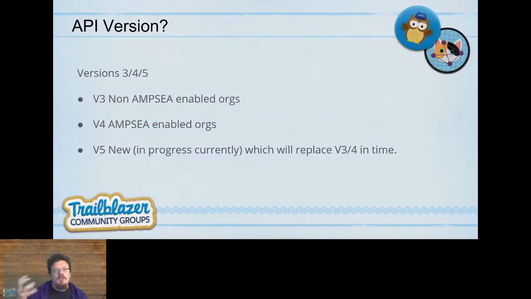We're getting new capability. The Pardot API developers are adding lots of cool new capability, new features, things that we've never been able to do before. They're building that in API version 5. Version 5 will make that version 3, version 4 issue go away, and we'll use version 5 regardless of AMSIA or not AMSIA when it's fully available.